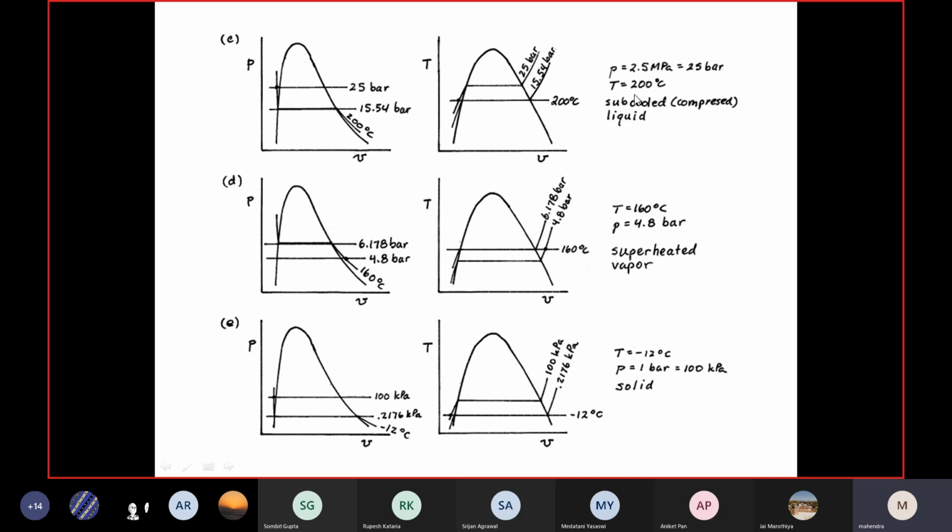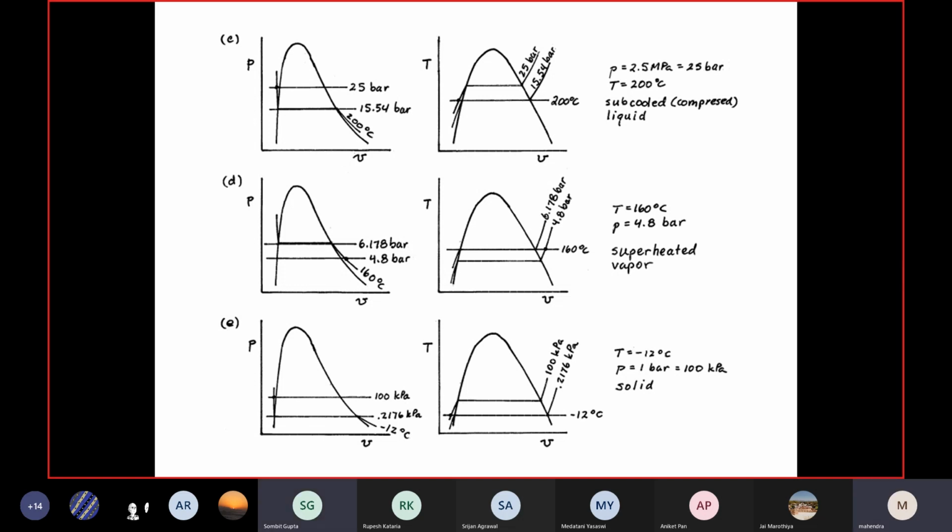25 bar, 200 degrees centigrade. Can anyone see, at 25 bar from the same steam table, what is the saturation temperature? Can you please tell me what is the saturation temperature? 224. How much is the saturation temperature at 25 bar? Not 2.5 bar, 25 bar.